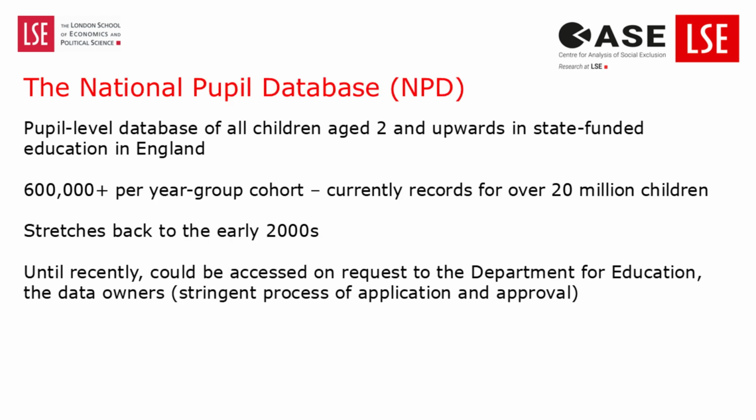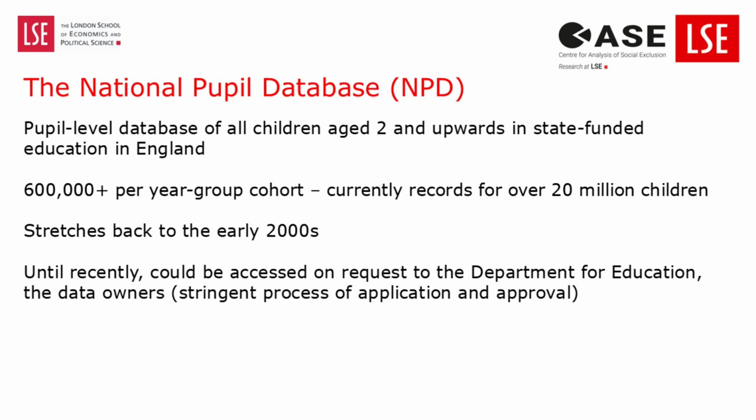Okay, so the National Pupil Database. This is a pupil-level database of all children aged 2 and upwards in state-funded education in England. So that's about 93% of all children. About 7% of children in England go to private schools. They're not included. But anybody in state education is in the NPD.